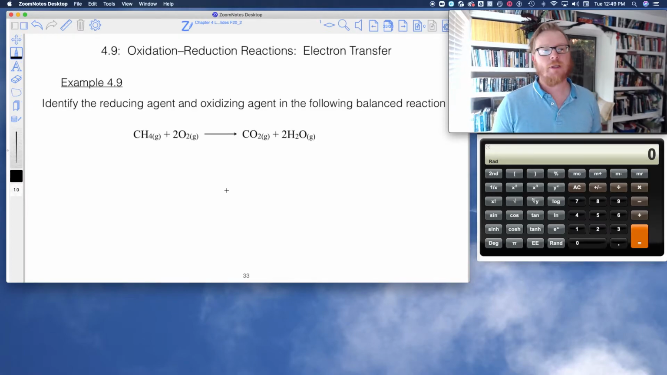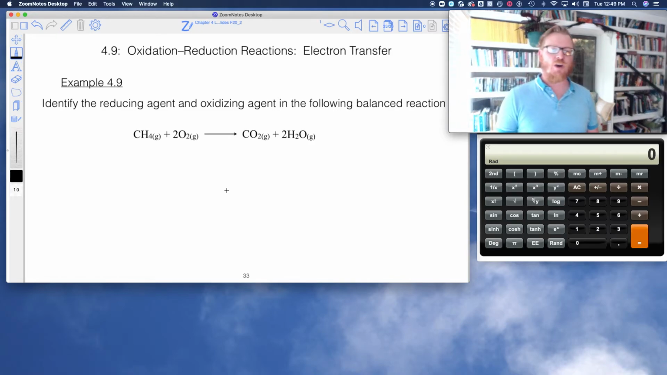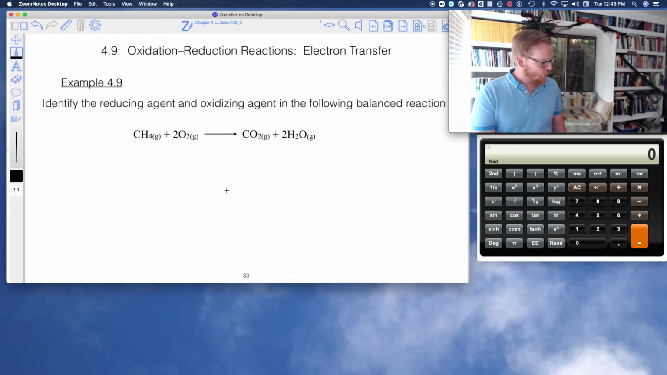Okay, so here's an example. Identify the reducing agent and the oxidizing agent in the following balanced reaction. I'm just going to go for it. I'm going to walk you through how I do it. If you want to pause the video and give it a shot for yourself, then go for it.